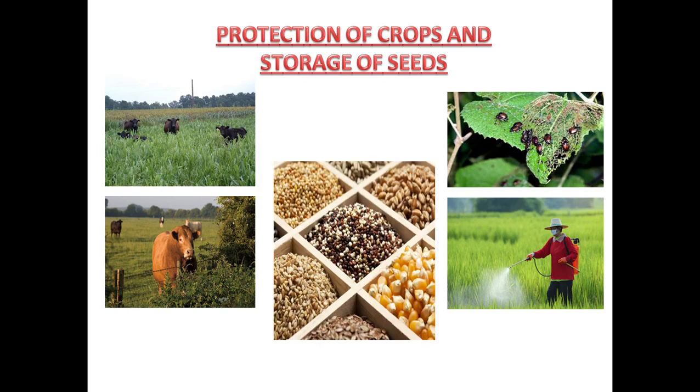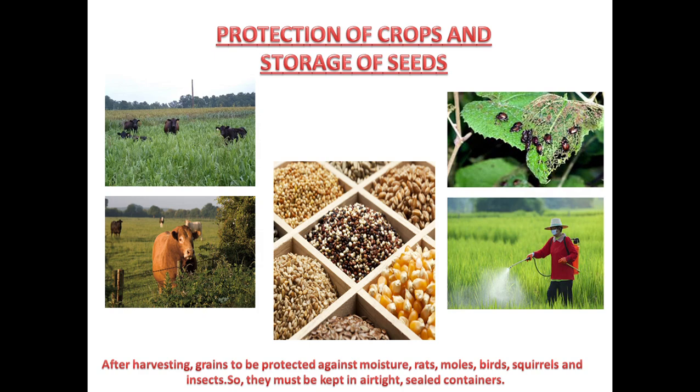Here you can see the seeds and grains of various plants. Maize is also there. Pulses are there. Now after harvesting, grains are also required to be protected against moisture. Okay, like against rats, moles, birds, squirrels, insects, they can destroy your grains after harvesting. So they must be kept in airtight sealed containers.